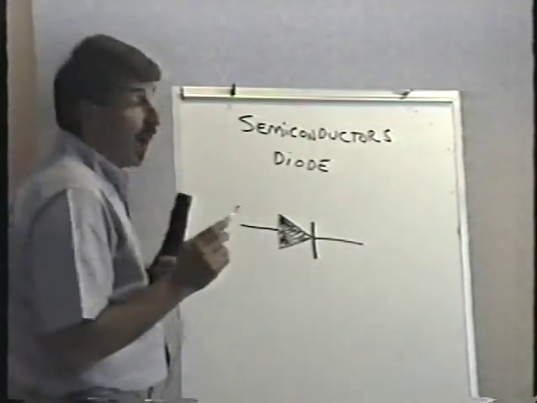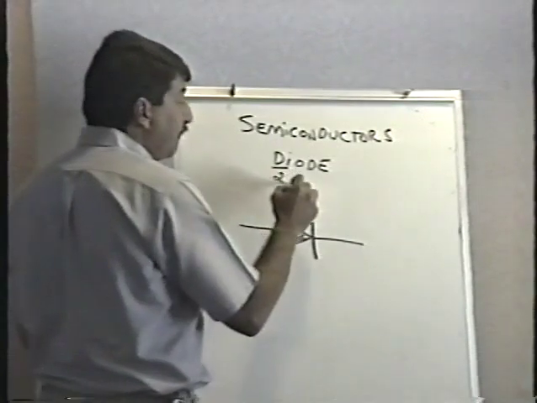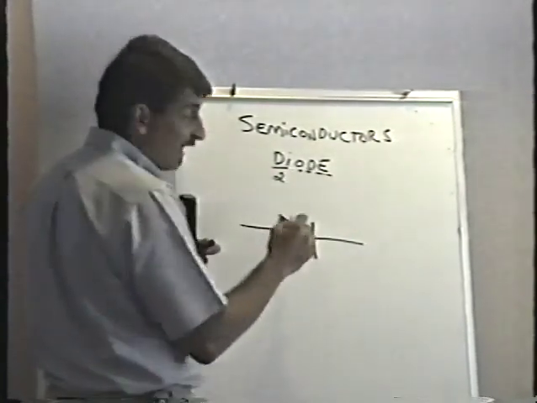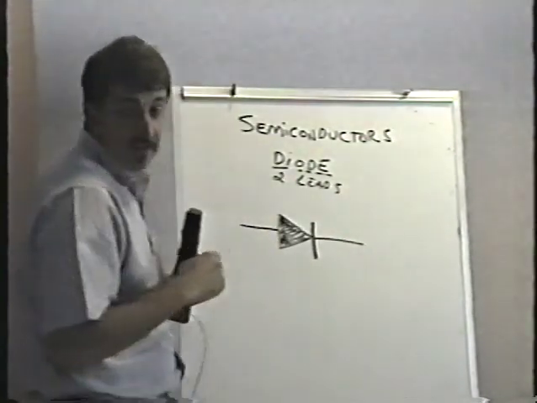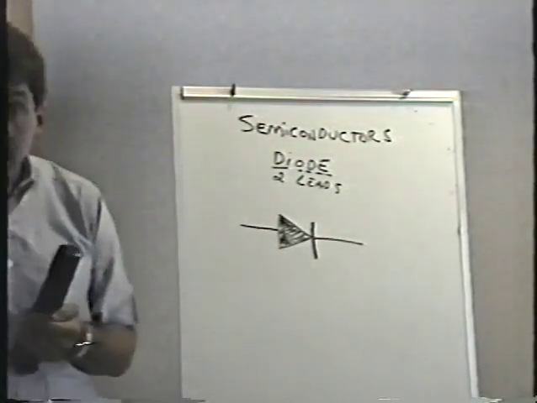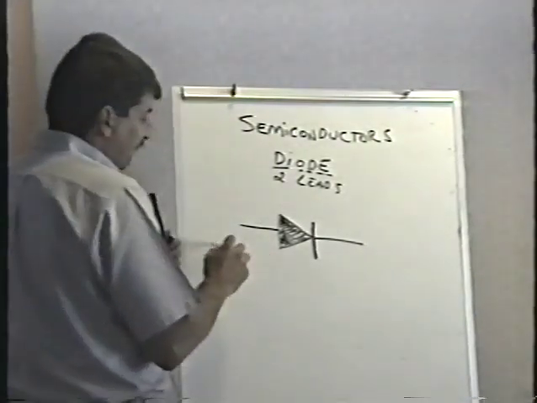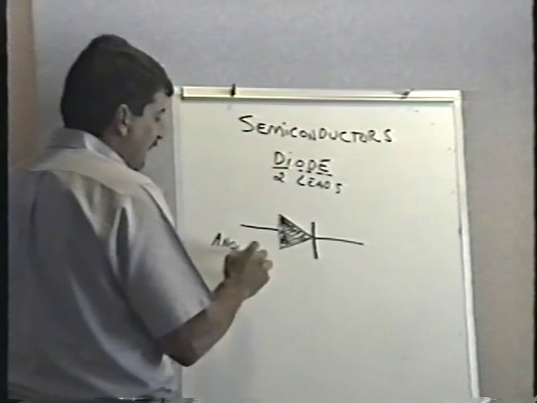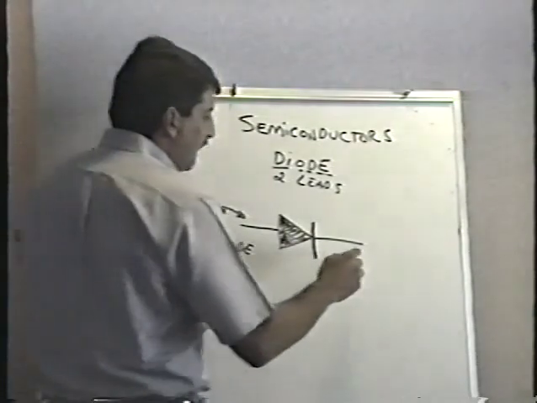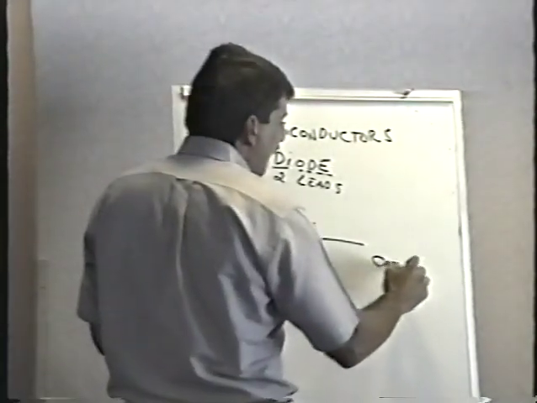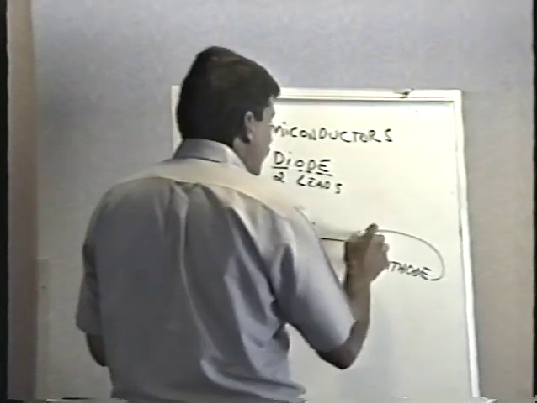The name diode comes from the Greek word di, meaning two, and ode, like electrode, two leads. A diode is simply a semiconductor that has two leads. And we have names for these two leads. The lead on the left is called the anode, A-N-O-D-E. And the lead on the right is called the cathode, C-A-T-H-O-D-E, cathode, the anode and the cathode.